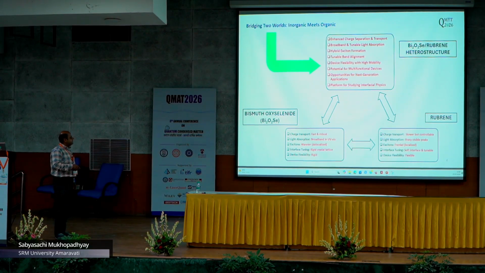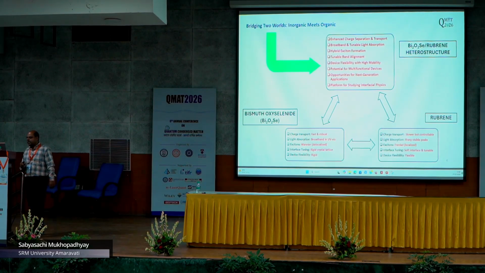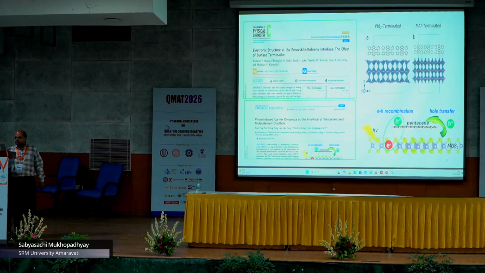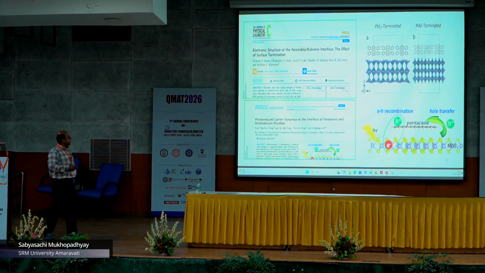So high exciton formation may be created, but whether it is experimentally possible we don't know yet. It also gives opportunities for next generation applications, and it creates a good platform to study interfacial properties. Those are the properties we have mentioned. Recently there are lots of reports with those kinds of two-dimensional materials, like the electronic structure at the perovskite-rubrene interface and the effect of the surface termination.